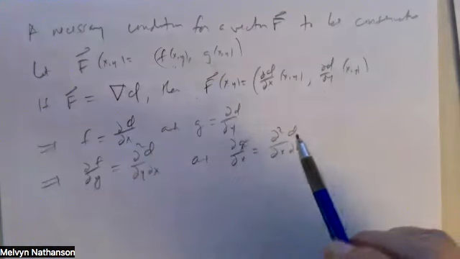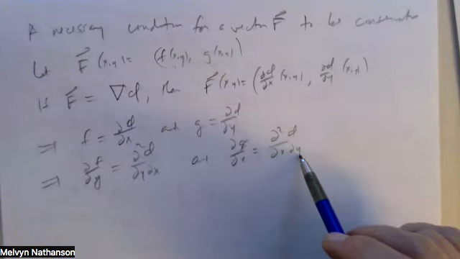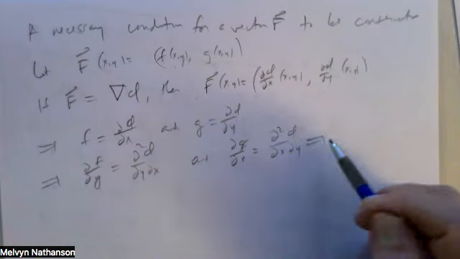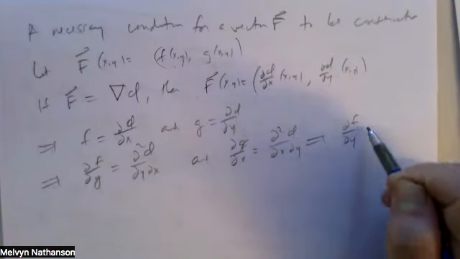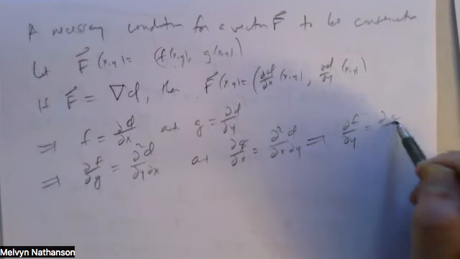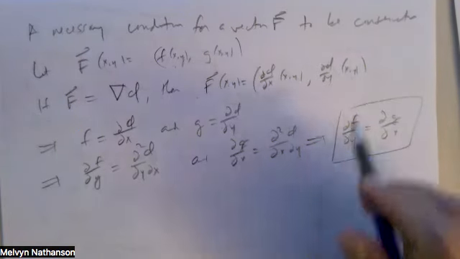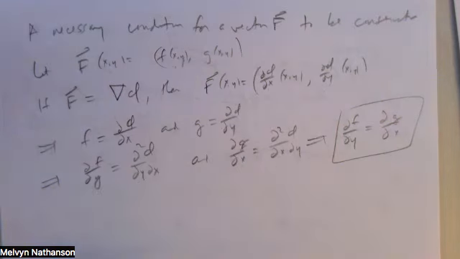And if phi has continuous partial derivatives and everything is nice, the order of differentiation doesn't matter. If you differentiate phi first with respect to x and then with respect to y, you get exactly the same thing as if you differentiated first with respect to y and then with respect to x. So that means the partial of f with respect to y equals the partial of g with respect to x. So this is a necessary condition for a vector field to be conservative.